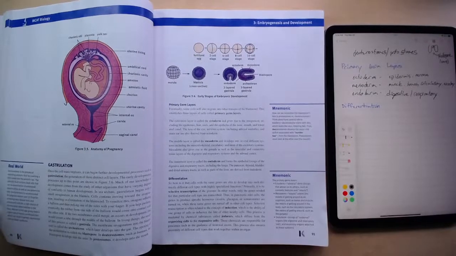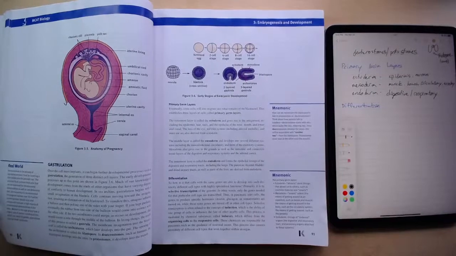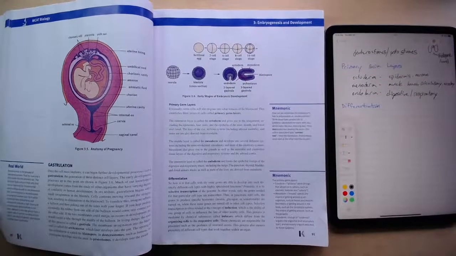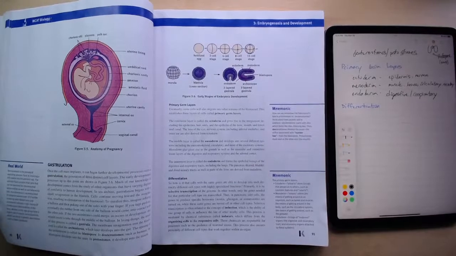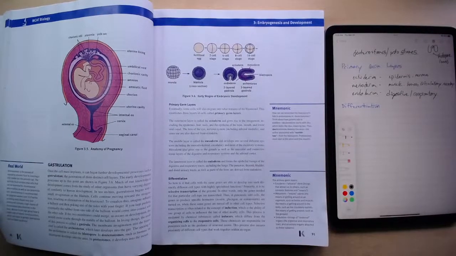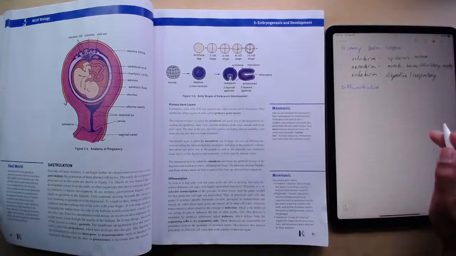Selective transcription is often related to the concept of induction, which is the ability of one group of cells to influence the fate of other nearby cells. This process is mediated by chemical substances called inducers, which diffuse from the organizing cells to the responsive cells. These chemicals are responsible for processes such as the guidance of neuronal axons. This process also ensures proximity of different cell types that work together within an organ. All right.